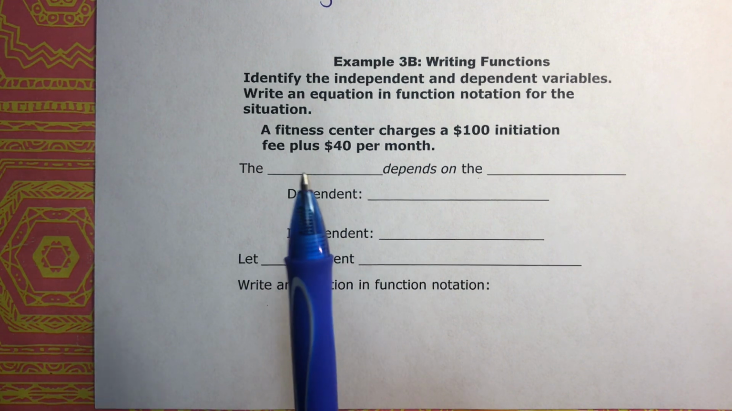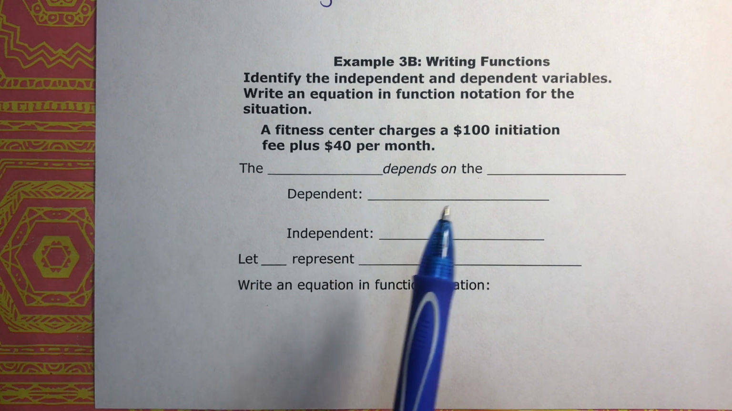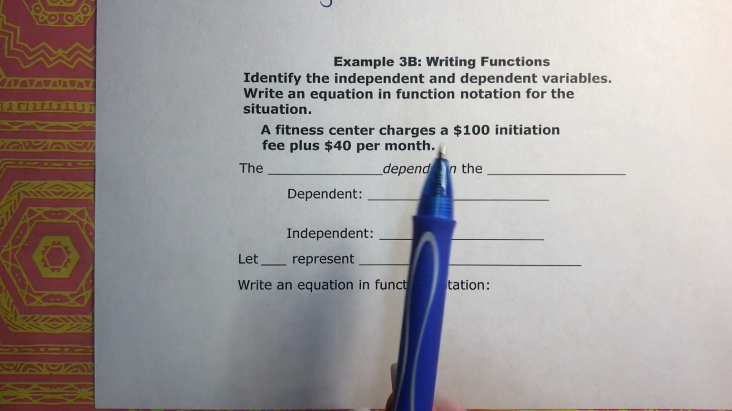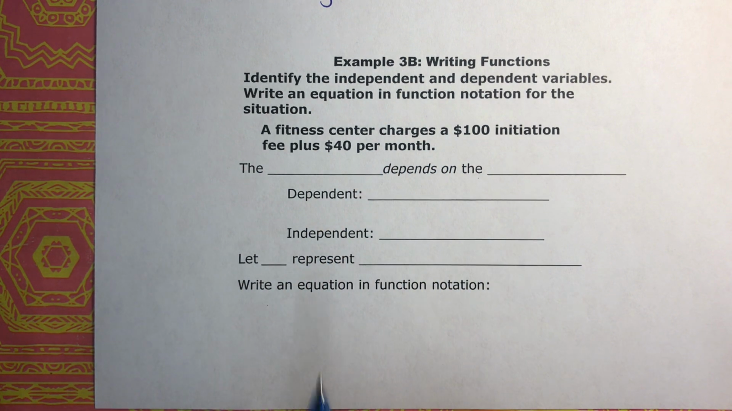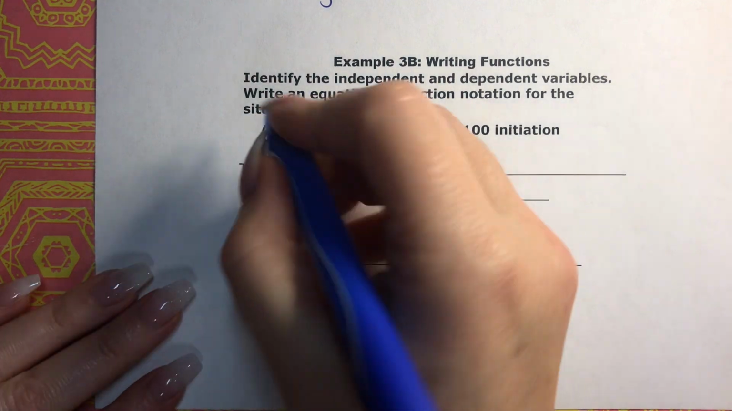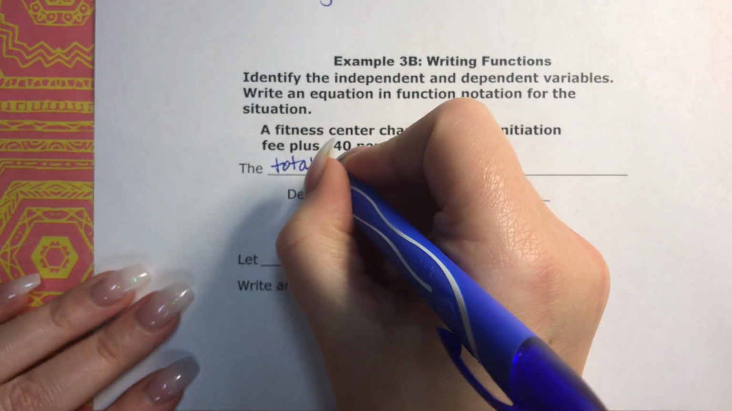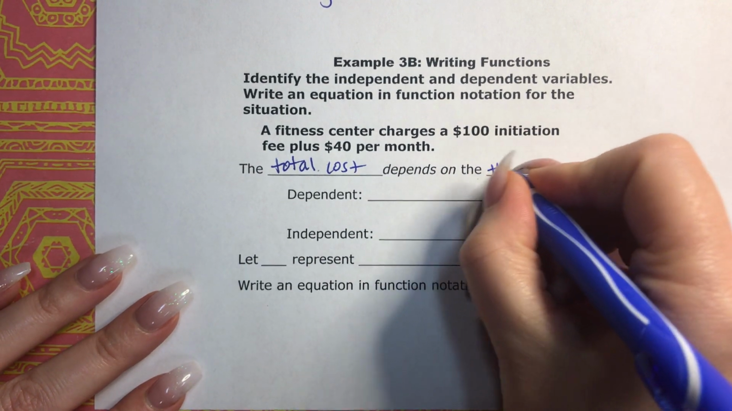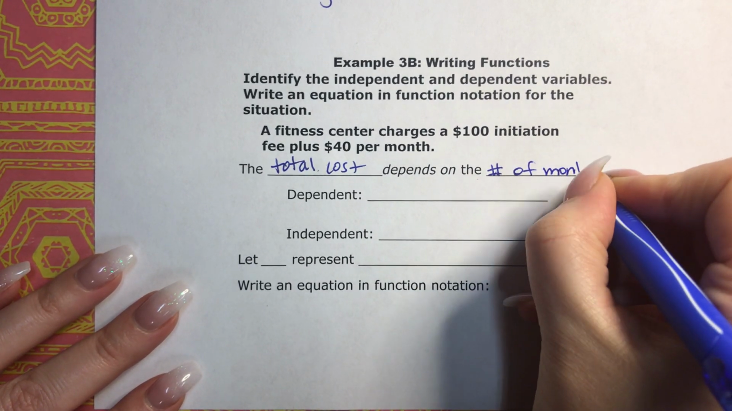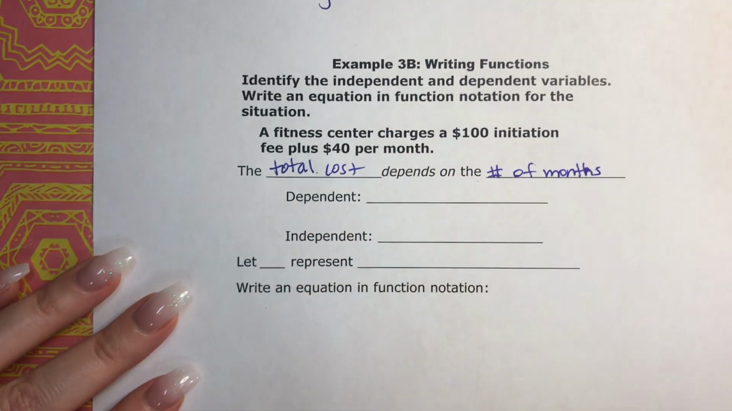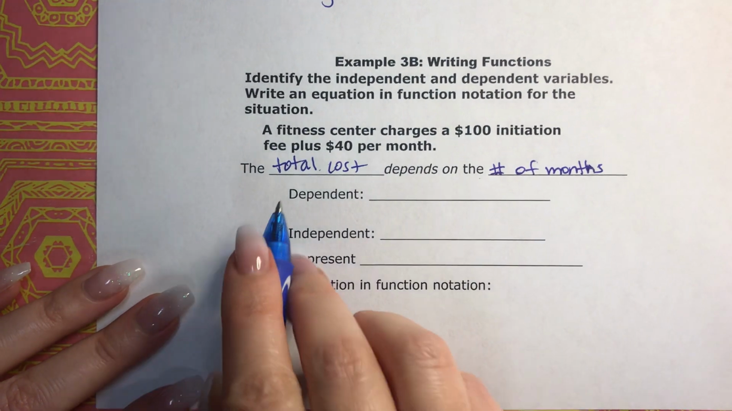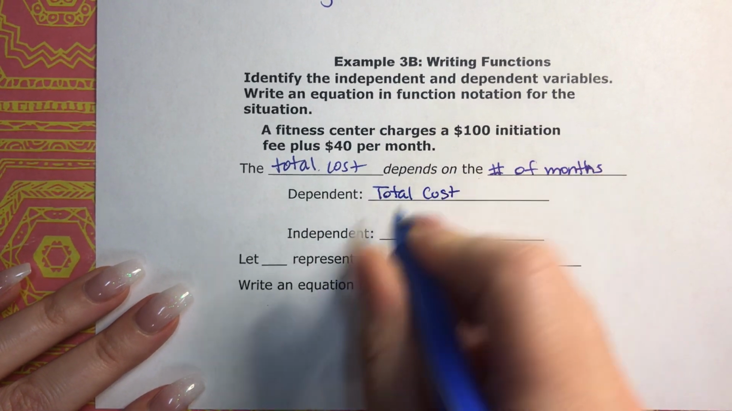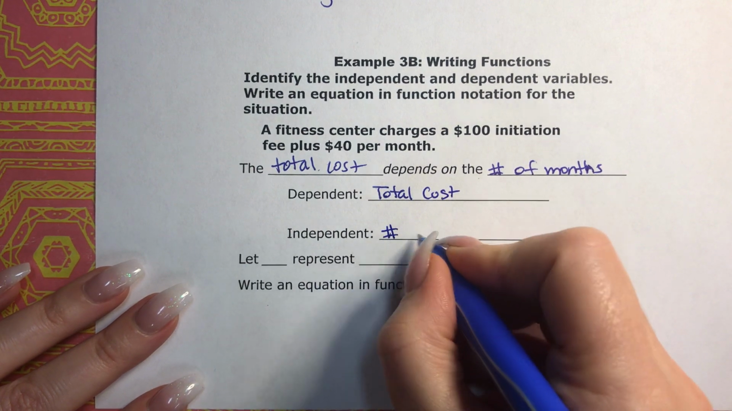So I'm thinking that the more months that you go to this fitness center, the more that you have to pay, right? So I would say that the total cost depends on the number of months. Okay? So the total cost ends up being our dependent variable, which means our independent variable is the number of months.